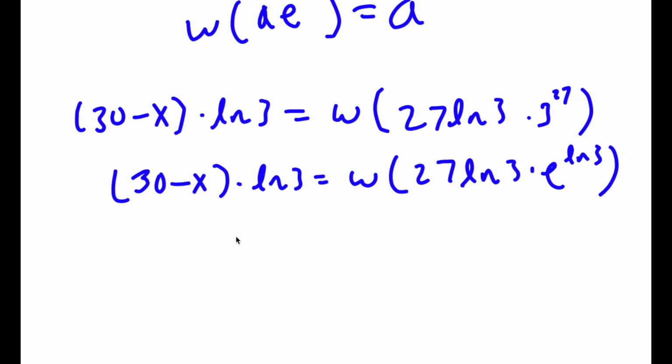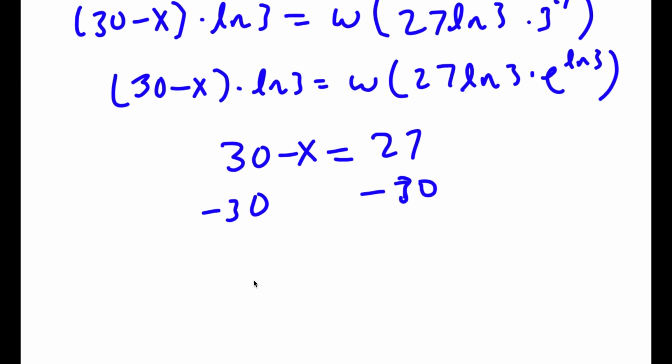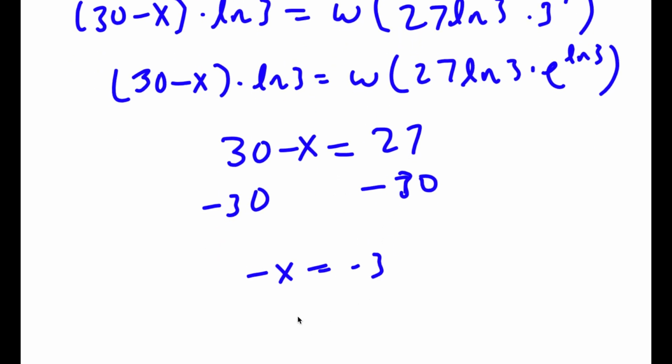And now I can simplify this to 30 minus x is equal to 27, because the W Lambert function is in the right form, so this is equal to 3. So now I have a simple equation. All I have to do is subtract 30 on both sides. So I get negative x is equal to negative 3, meaning x is equal to 3. So this is my answer.